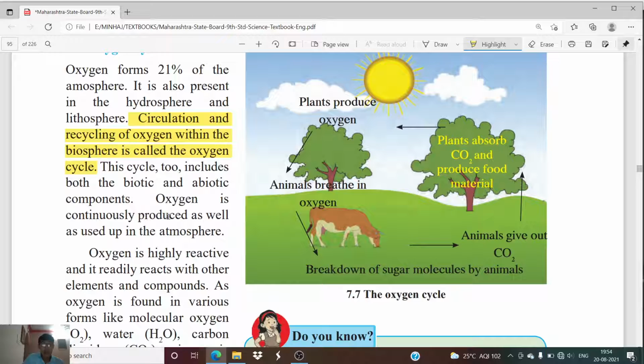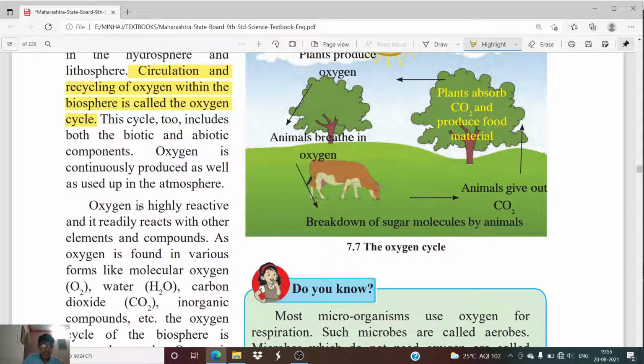Oxygen is continuously produced as well as used up in the atmosphere. You have to keep this in mind that the oxygen which is released by the plants is utilized by the other animals. Oxygen is highly reactive and it readily reacts with other elements and compounds.